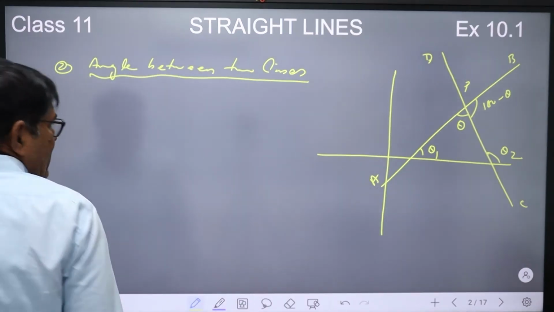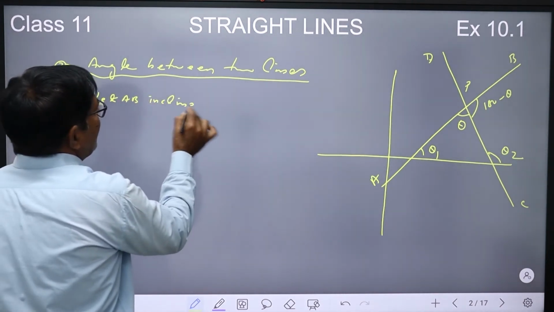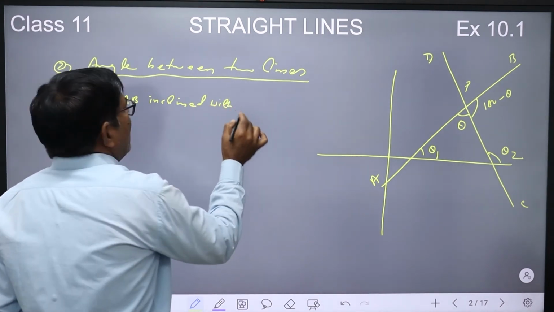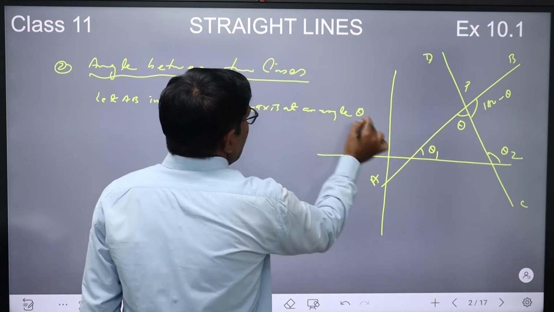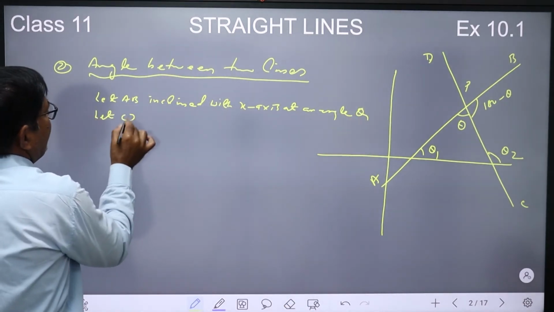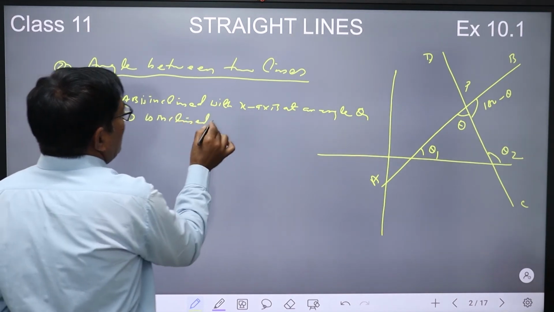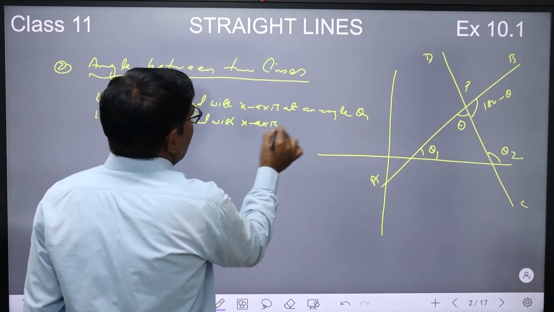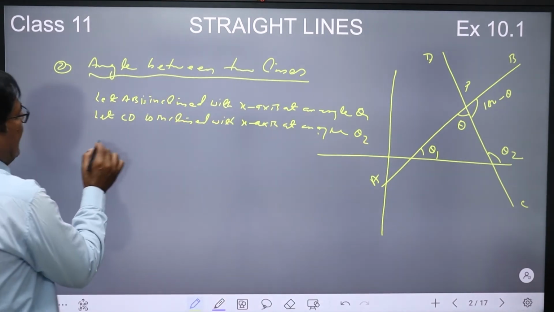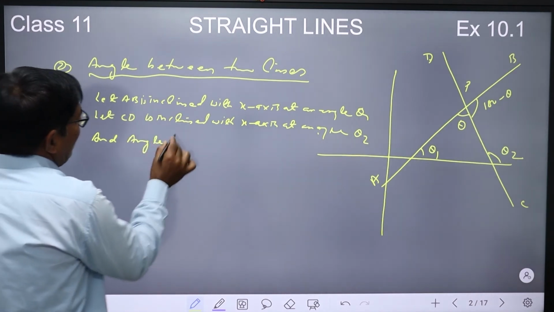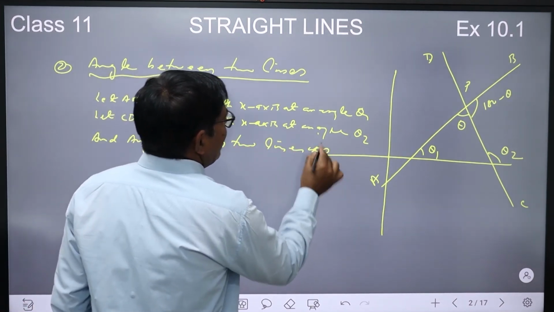So first of all, what will we write? Let AB be inclined with the x-axis at an angle theta 1. Similarly, let CD be inclined with x-axis at an angle theta 2. Okay? And the angle between the two lines is theta.